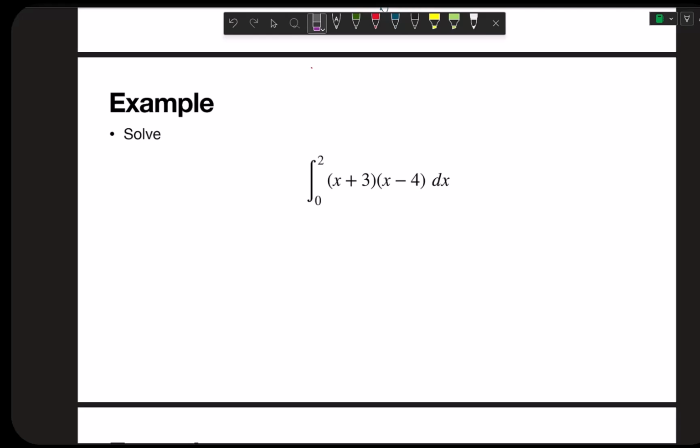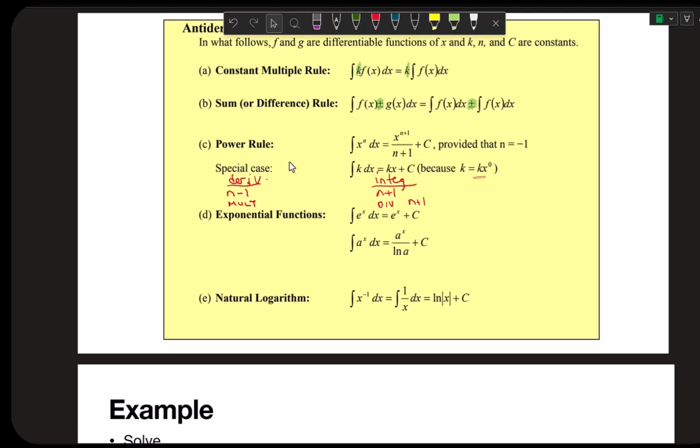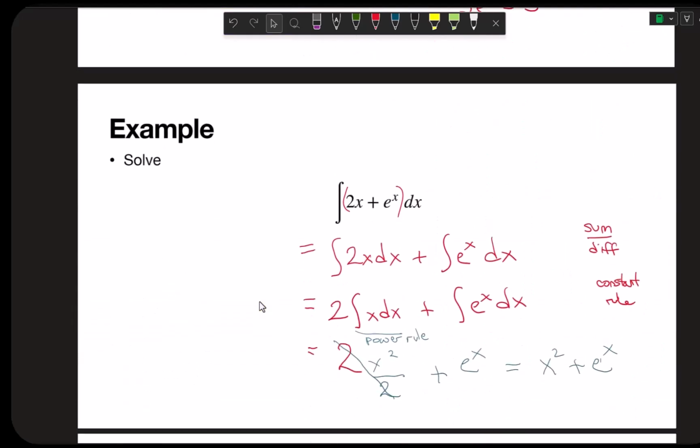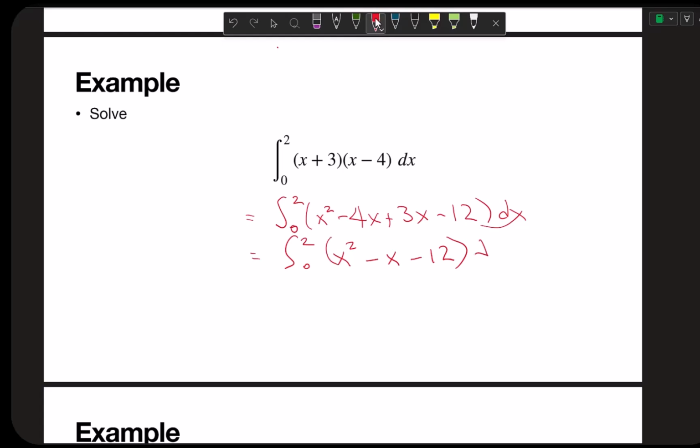Now, if you look, you'll notice that I do not have a product. I have a constant, some difference. I have a power rule. I have exponential. I have natural log, but I don't have multiplication. So that means what I have to do is first, I'm going to FOIL this. So I have the integral from 0 to 2 of x squared minus 4x plus 3x minus 12 dx, which equals the integral from 0 to 2 of x squared minus x minus 12 dx.